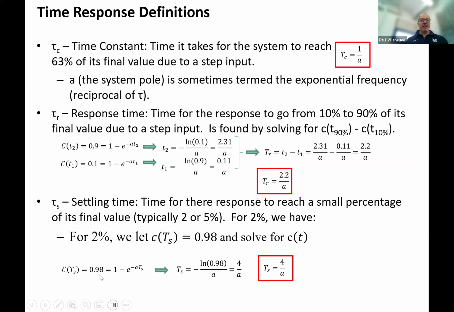Same math step. We set it equal to 98% of its final value and we solve for our settling time, and we get approximately 4 divided by A. Right? Those are our 3 equations that we'll use, because we're going to start picking our value of A to meet certain parameters. We want our settling time to be less than 10 seconds. So if we know what TS is, we can solve for what A needs to be so we can build our system that meets that value of A.